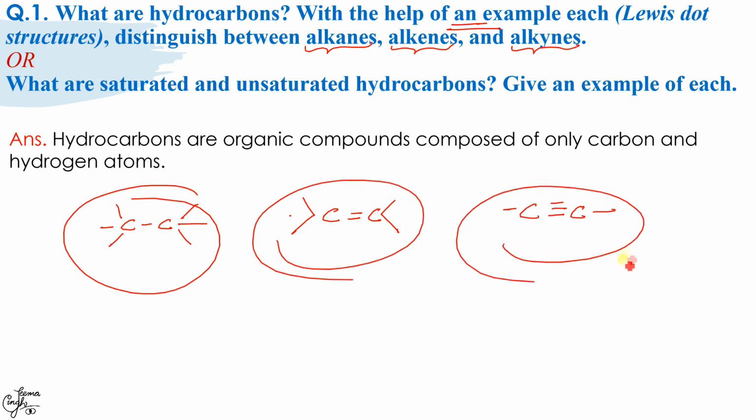So what are saturated and unsaturated hydrocarbons? I've already explained. Saturated means your alkanes having carbon-carbon single bond. Unsaturated means your alkenes and alkynes having carbon-carbon double and triple bond respectively. Give an example of each. They've not asked the electron dot structure. You can simply give an example with molecular formula or simply the name. Alright. So I'm sure you'll be able to do questions that are asked on hydrocarbons and their classification.